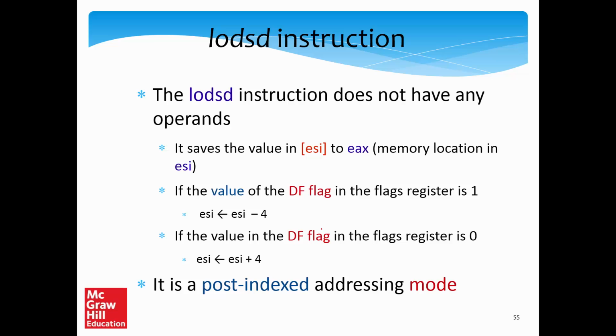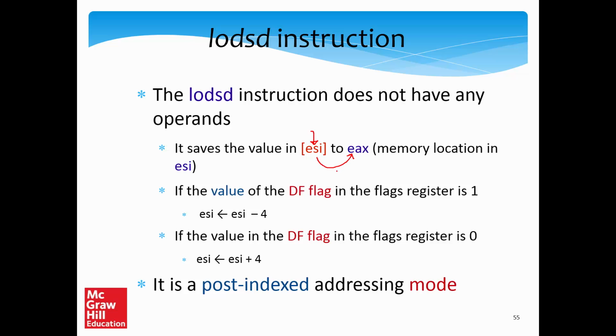The LODSD instruction is a load string instruction. It also does not have any operands. What it does is essentially the reverse of the previous instruction, STOSD. ESI is considered as the source register. ESI is considered to have an address, and the address within square brackets becomes a memory address. So it saves the value in memory, whose address is in ESI, to EAX.